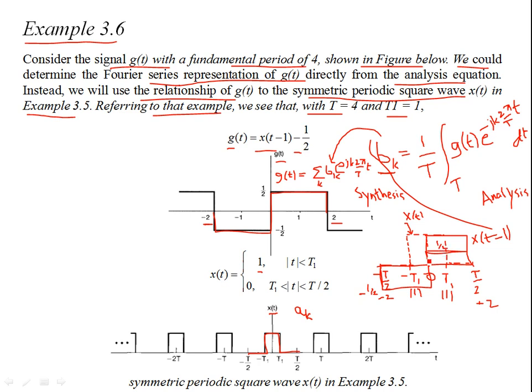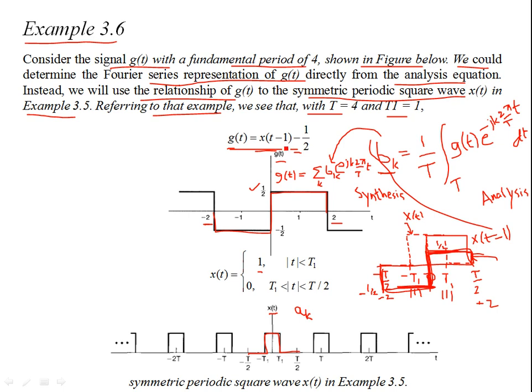So this thick red curve is showing you x(t-1) minus half. Okay, this is x(t-1) minus half. And if you compare this curve with this curve, these are the same. So g(t) can be expressed as x(t-1) minus 1/2.